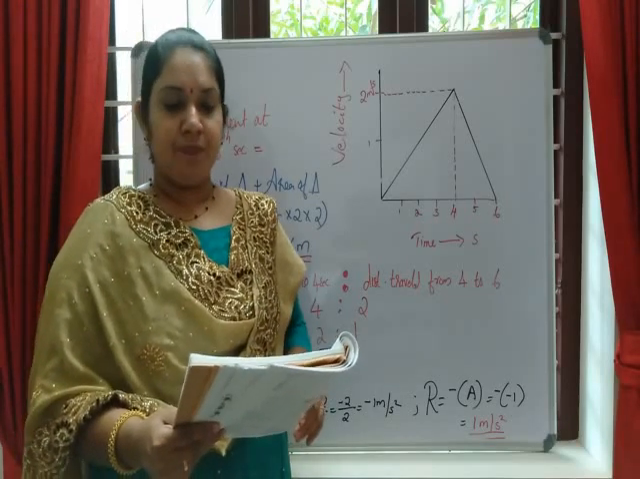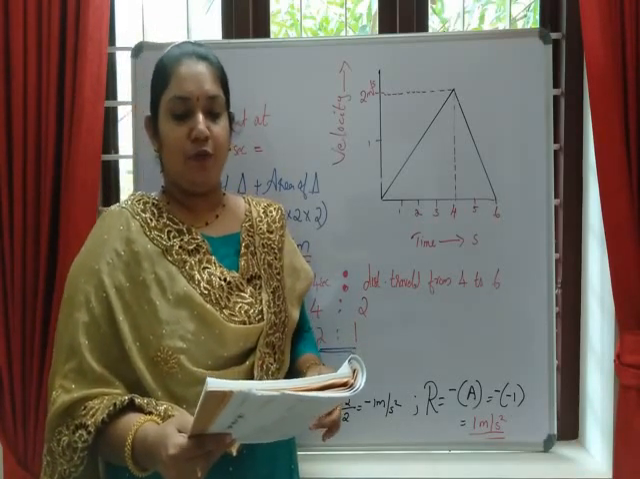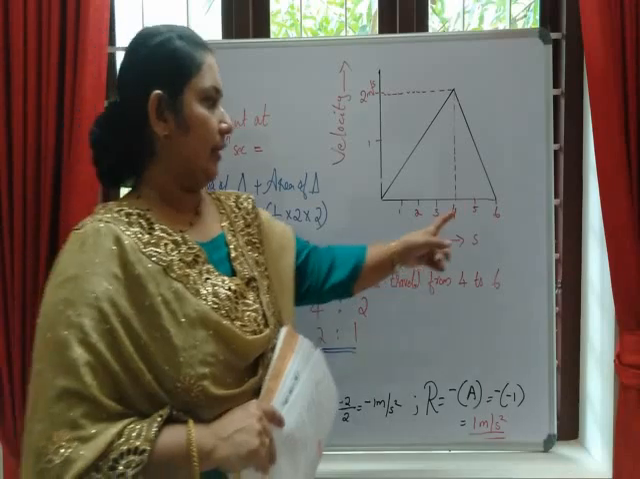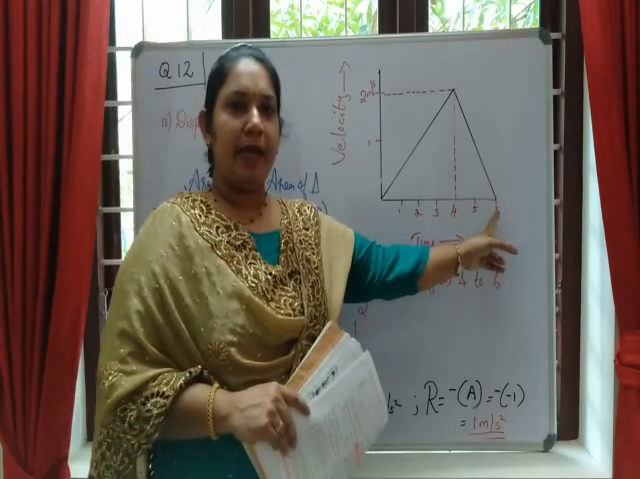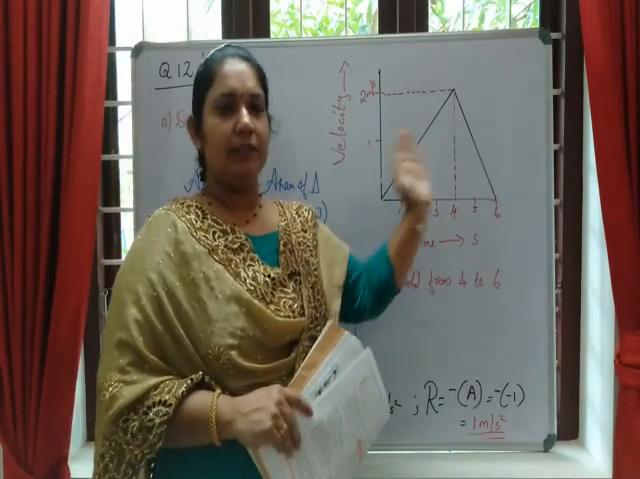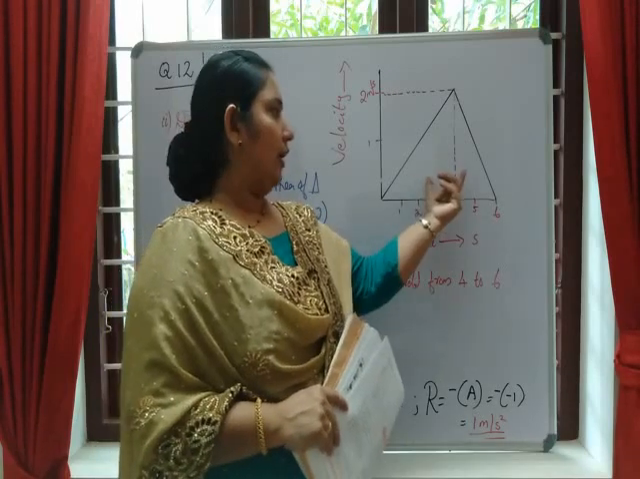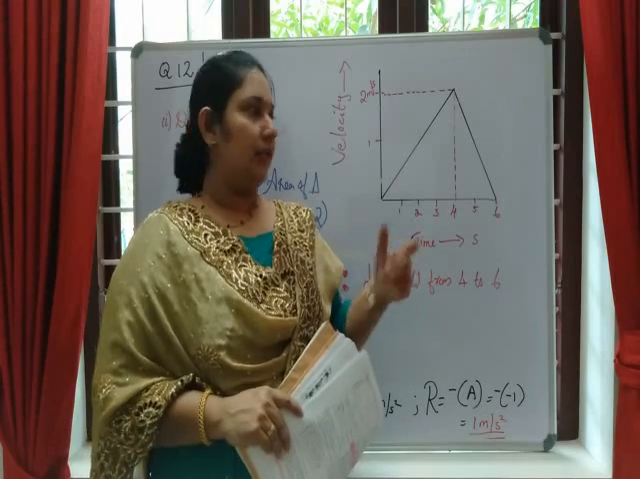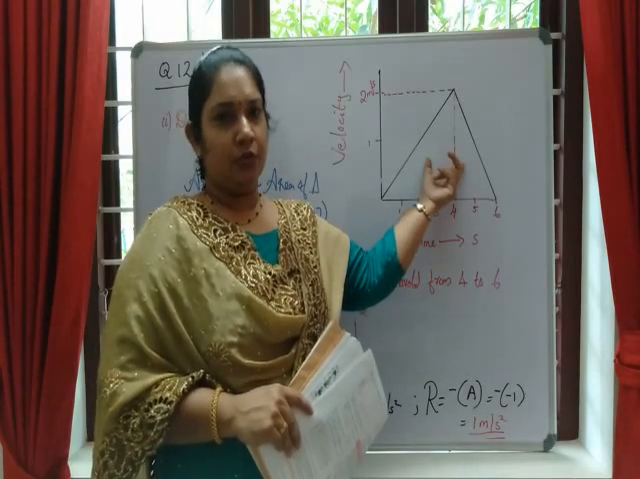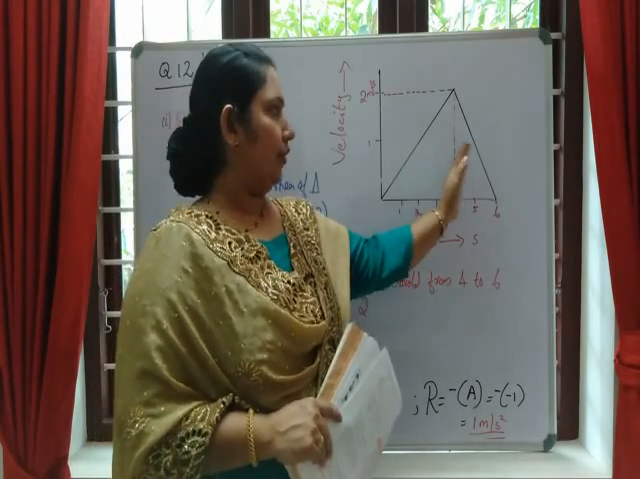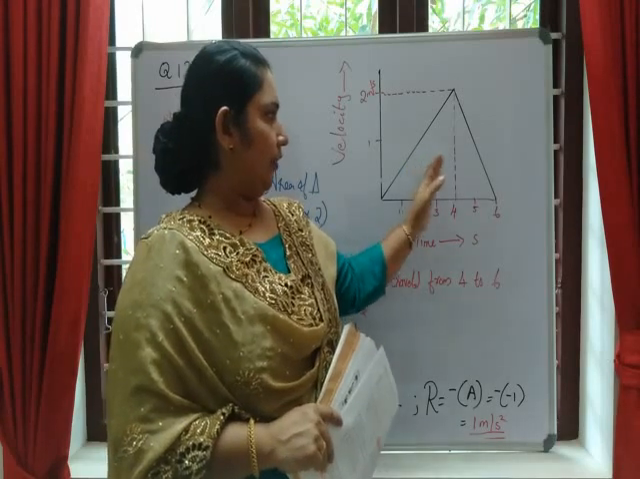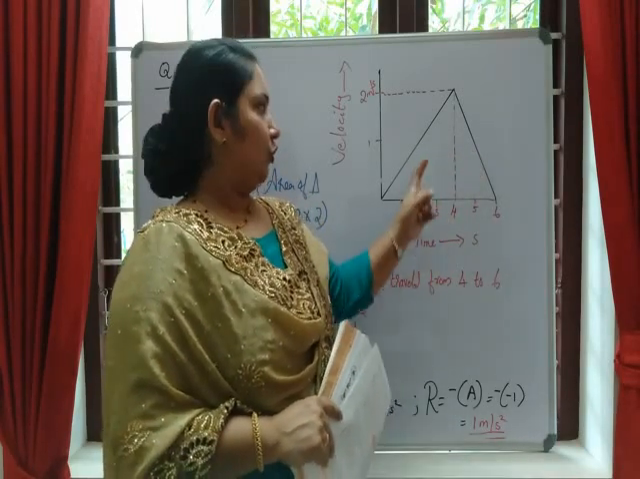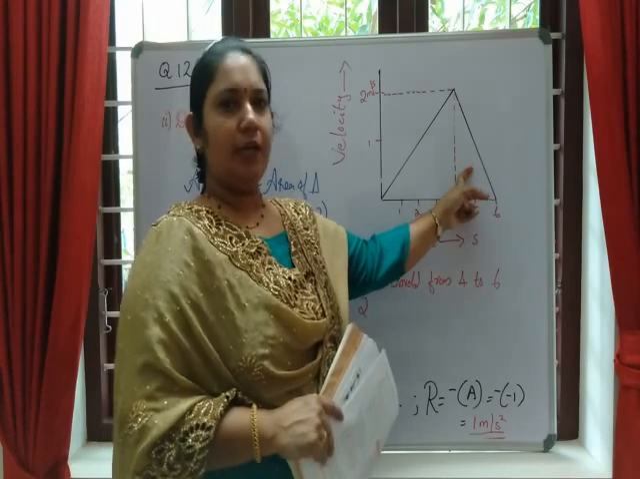Second question is find the displacement of the particle at t is equal to 6 seconds. That is when the time is 6 seconds, how much distance it travels. So we have to calculate using the velocity time graph. For calculating distance, calculate the area enclosed. So for that we can consider this as two triangles, first triangle and second triangle. So area of this triangle plus area of this triangle.